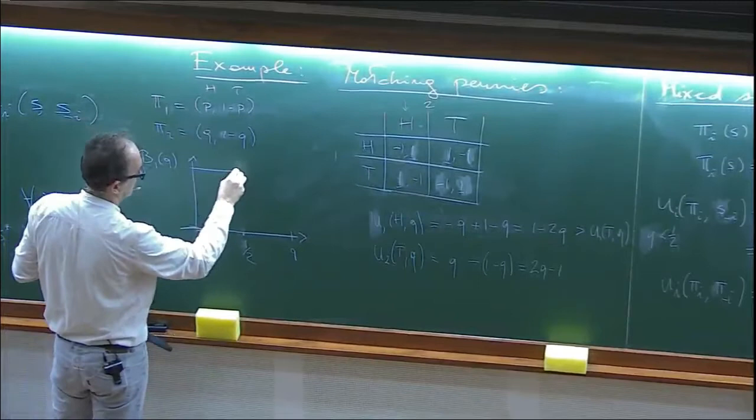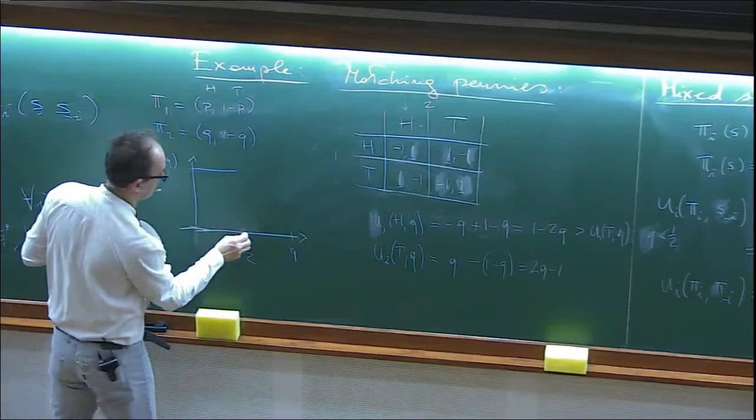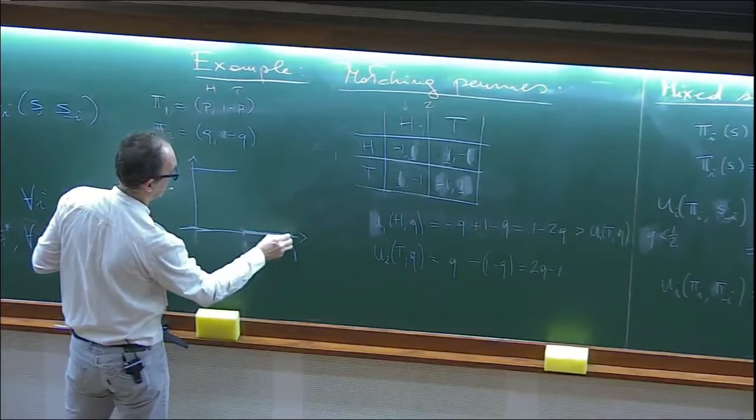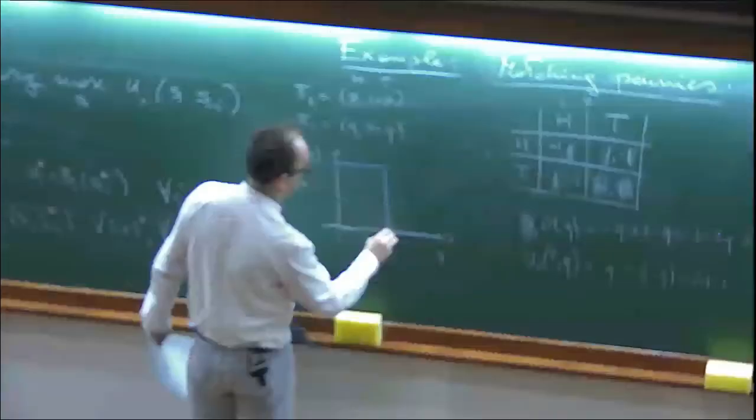And if Q is larger than 1/2, then my best strategy is to play tail. And what happens if Q is exactly 1/2? Then the two payoffs are equal. So whatever I play, including any mixture, any P, is going to be okay. So then all the points here are my best response.